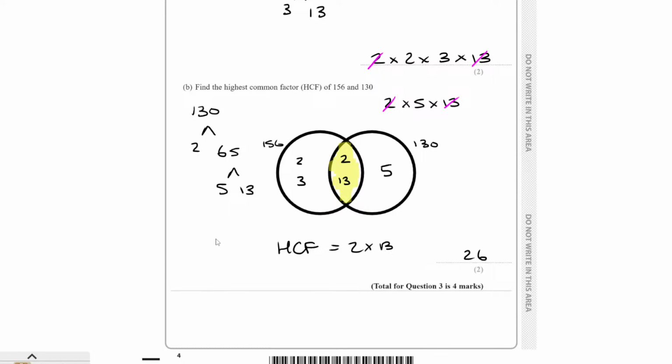If you wanted to know lowest common multiple, it's all of these numbers in the Venn diagram. So 2 times 3 times 2 times 13 times 5. It would be all of those. Okay, sometimes they ask for both.